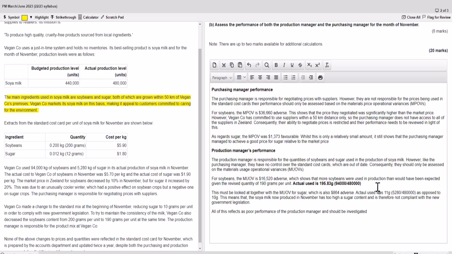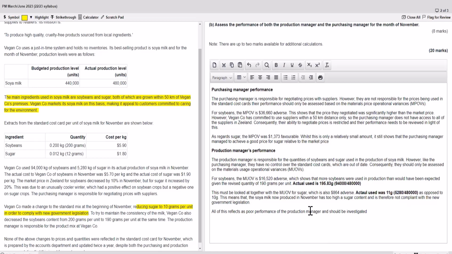Okay. The same goes for sugar. Again, the extra calculation was 11 grams. And it was actually important for you to note that it was 11 grams because there is legislation here. There's legislation here which says it should be at 10 grams per unit. So that is an important point to make.